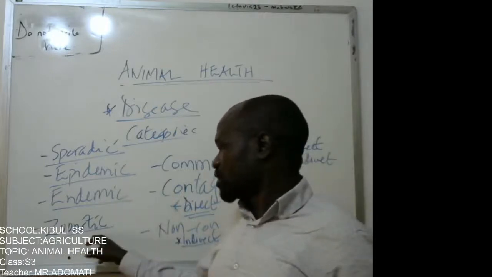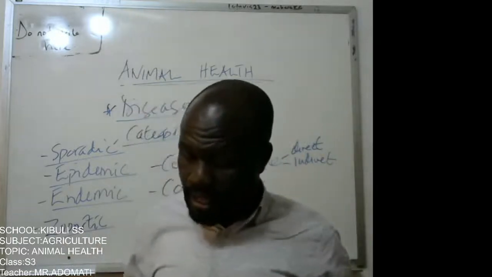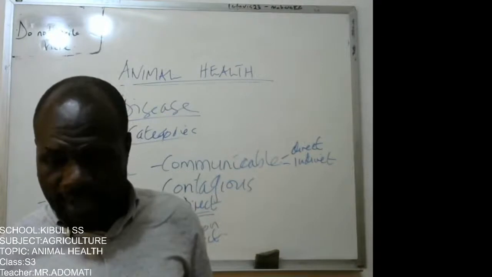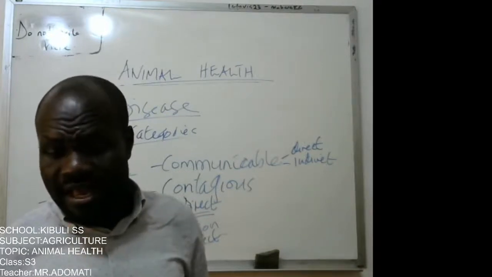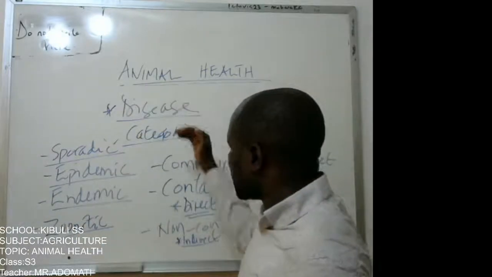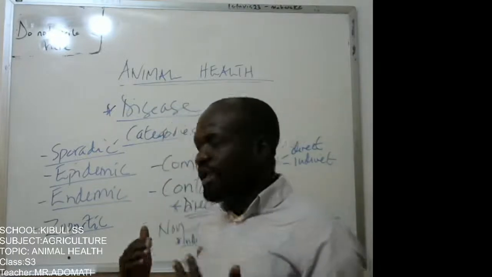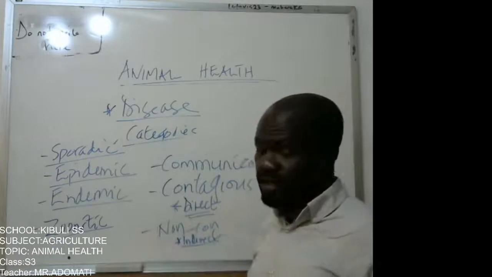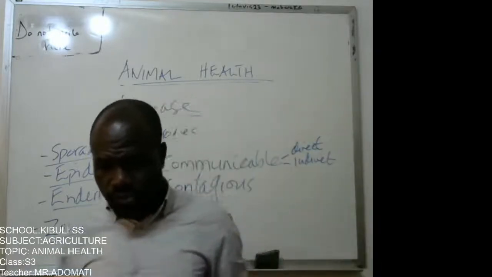Then we have zoonotic diseases. They attack animals, but can attack humans as well. So you need to have a proper understanding of these different classes of diseases. Because at the end, after we have looked at the different livestock diseases, I will want you to be able to fit each of these diseases under these different categories. And once you can do that, that will be so beautiful.